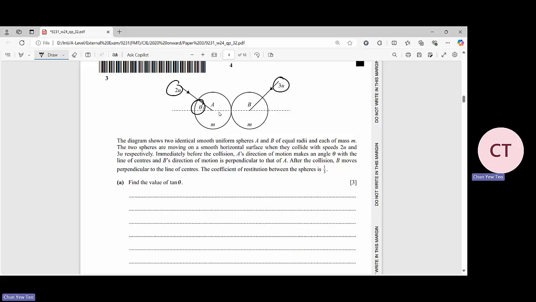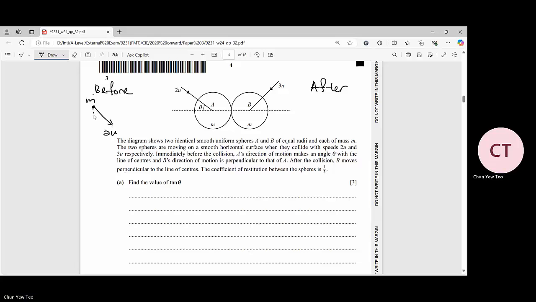Okay, so that means if you extend them, this will be perpendicular. Okay. After the collision, B will move perpendicular to the line of centers. The coefficient of restitution between the spheres is 1/3. Find the value of tan theta. So I will redraw the diagram again, beside it, I will draw it before and after.